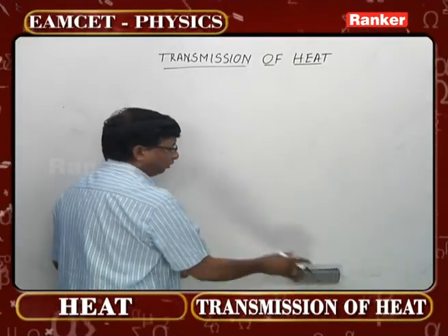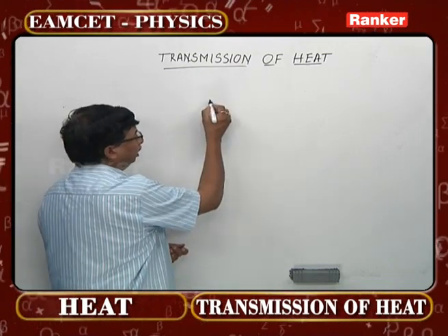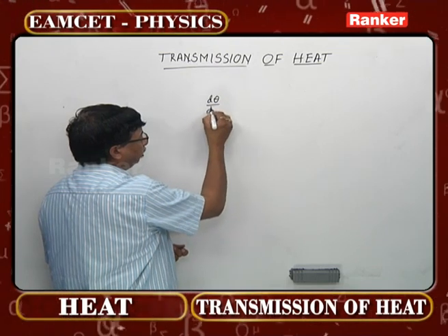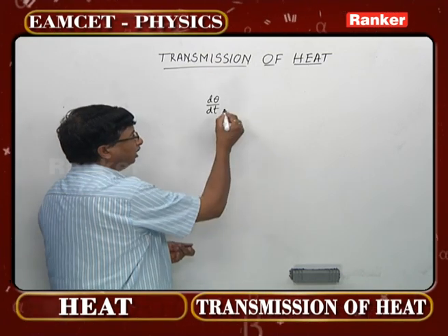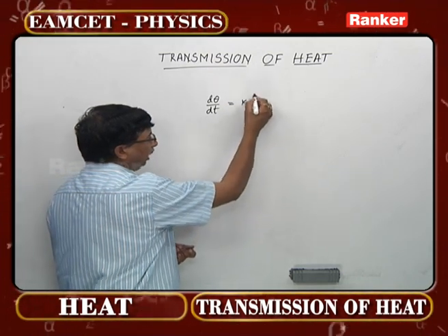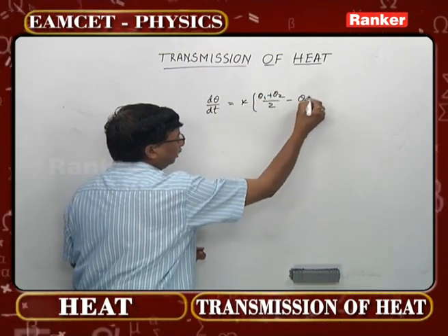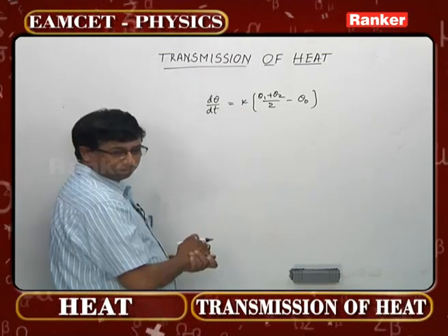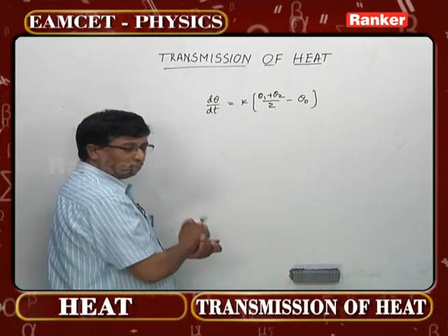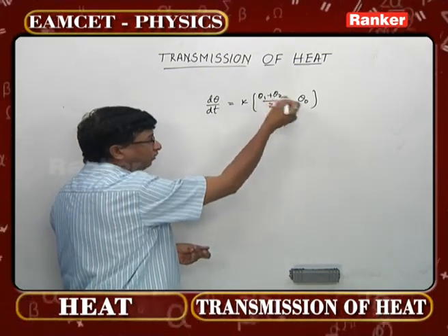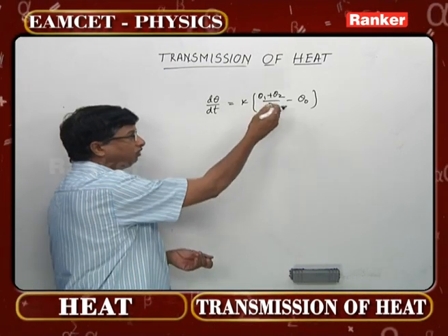What exactly is the concept of Newton's law of cooling? In fact, we know the amount of heat that has been lost in unit time. That means the rate of cooling of a body is equivalent to K into (theta 1 plus theta 2) by 2 minus theta naught. How to read this one? The rate of cooling of a body is directly proportional to the mean excess temperature of the body over its surroundings. That is the way we write this equation.